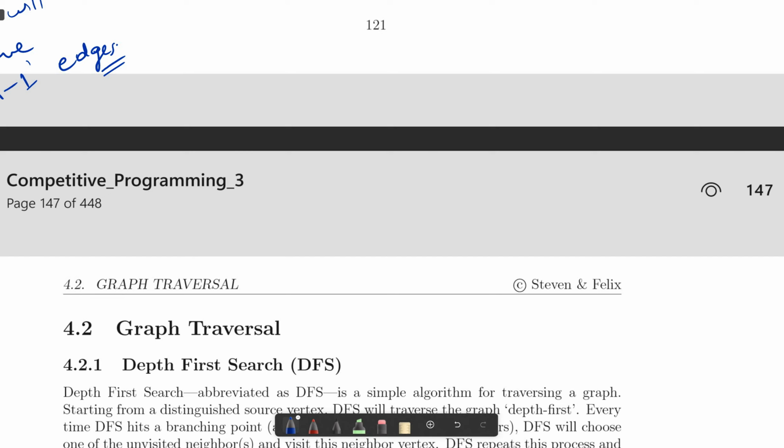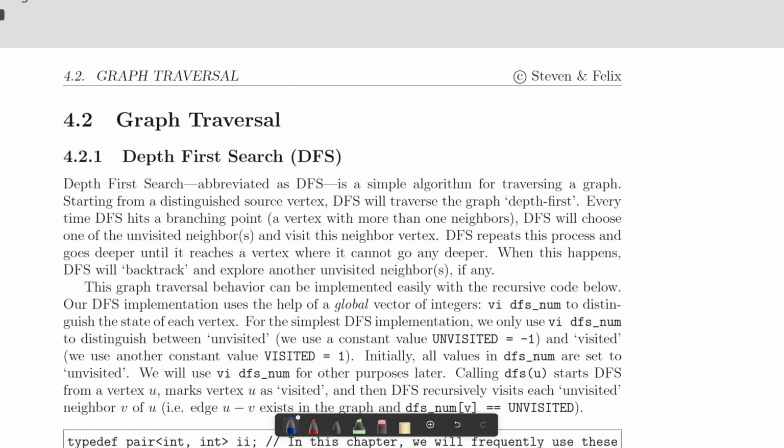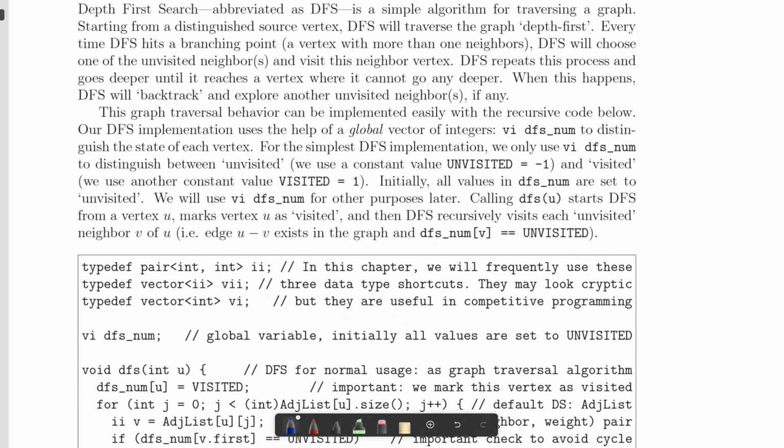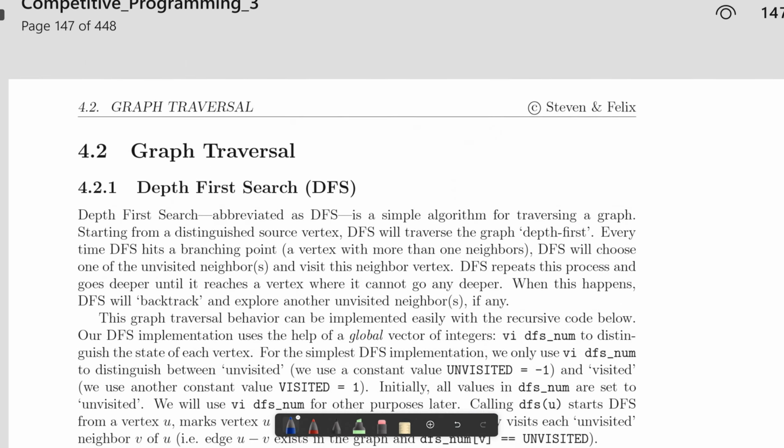This is, okay. So now we have graph traversal methods like DFS, BFS. So we will study this tomorrow.